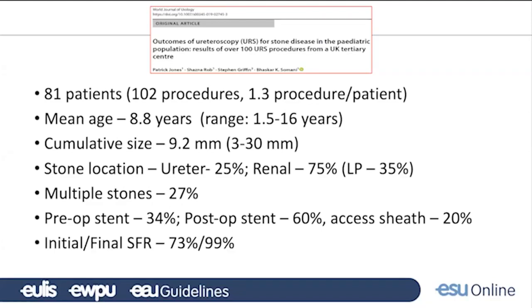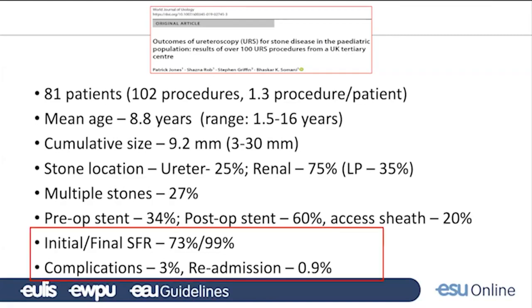The initial and final stone-free rate was almost 99%, and here's the beauty of modern day ureteroscopy: the complication rate was only 3%, and the readmission rate less than 1%. Actually, the complications were related to urinary infection, with 1 sepsis and 2 urinary infections.